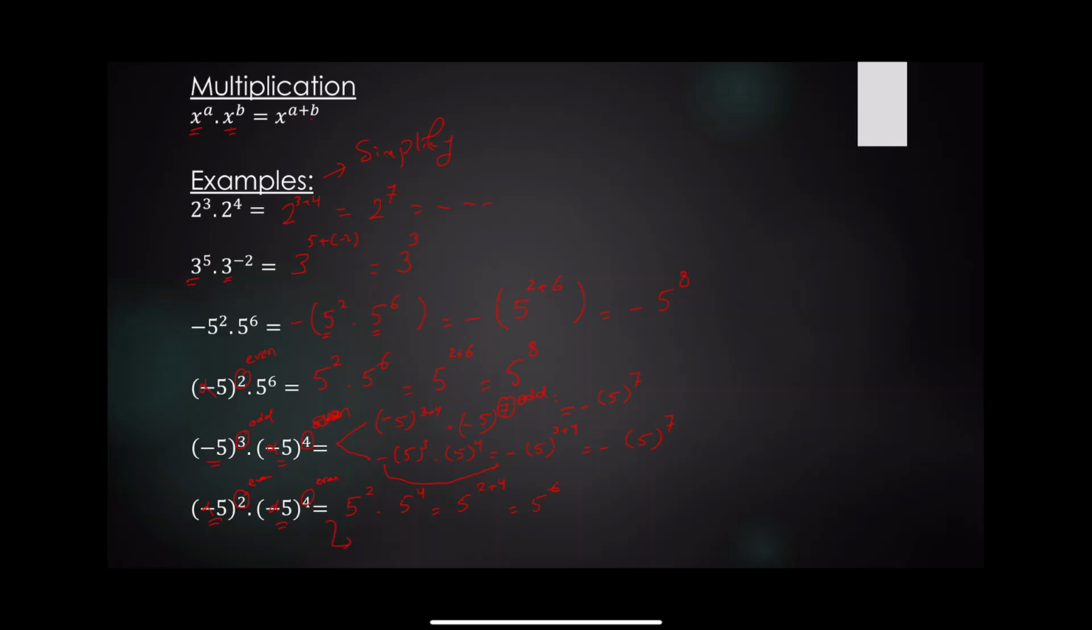Another way to solve this. What if we didn't notice that the exponents are even? So we can say that minus 5 to the power 2 plus 4, which is minus 5 to the power 6. Now, 6 is even, so we can cancel the negative value. So the answer can be 5 to the power 6. No need for this negative value.